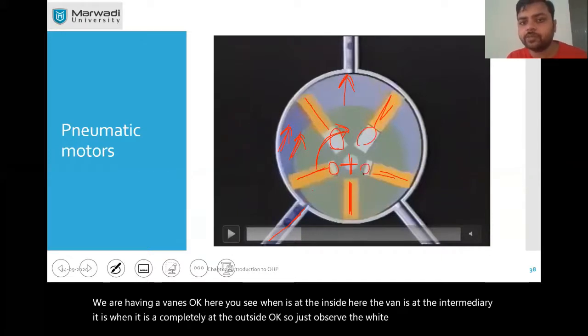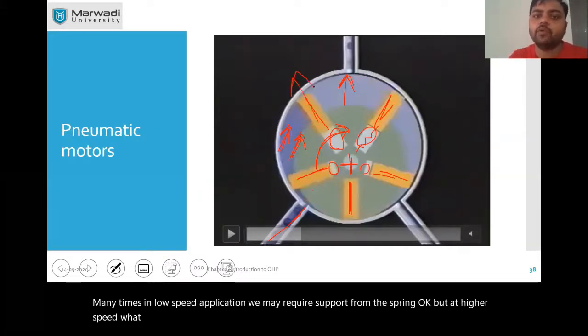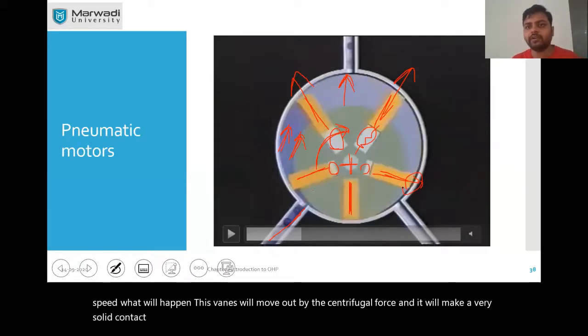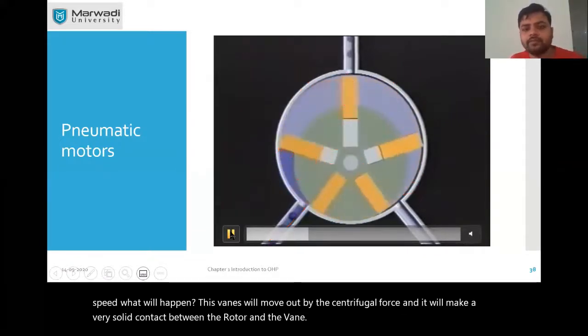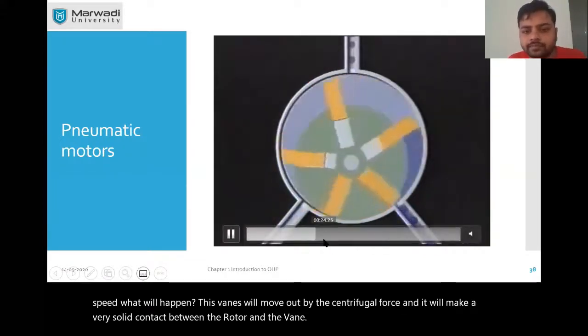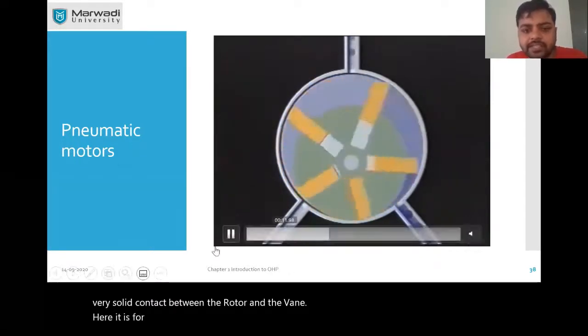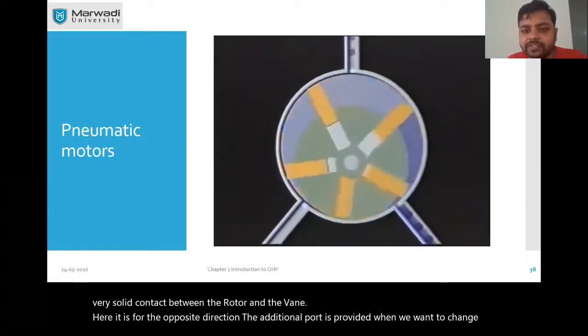Many times in low speed applications we may require support from a spring, but at higher speed what will happen? These vanes will move out by the centrifugal force and make a very solid contact between the rotor and the vane. Here it is for the opposite direction. See, an additional port is provided when we want to change the direction of the vanes.